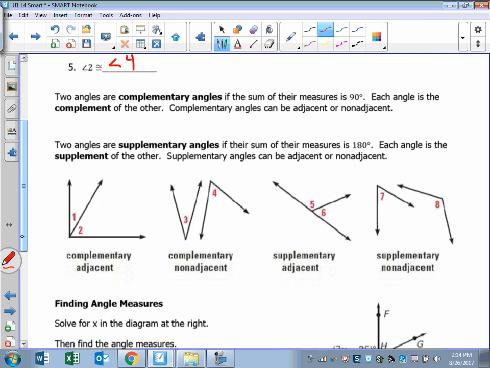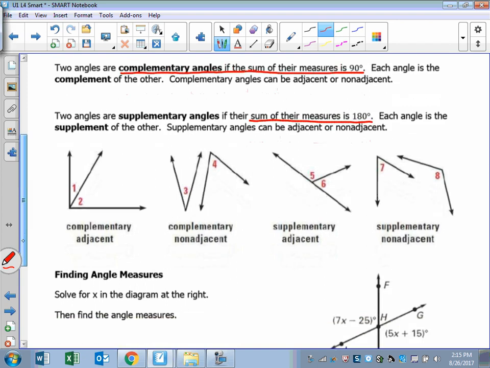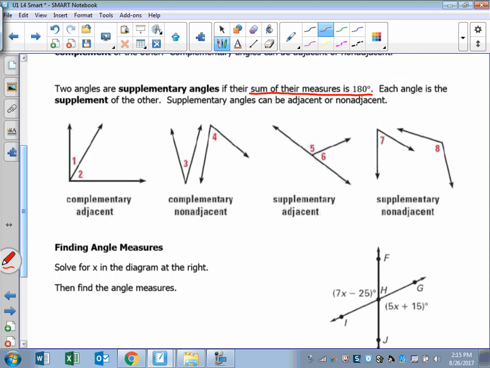Here we got a couple different types of supplementary and complementary angles, different vocab, different diagrams. Just to recap, I know you guys probably know this, but complementary angles sum to 90 degrees. And I just told you supplementary angles sum to 180. So complementary 90, supplementary 180. You can have adjacent, so that they're touching and share a side, or non-adjacent, where they don't share a side.